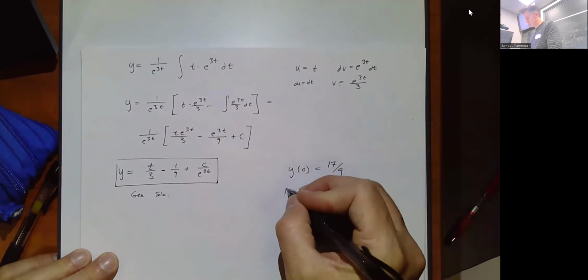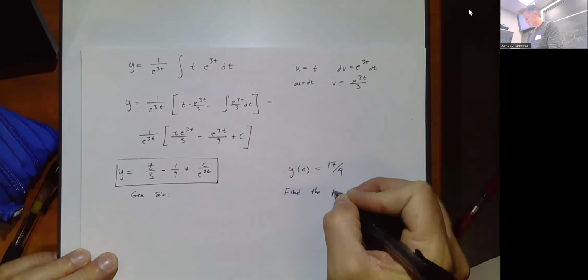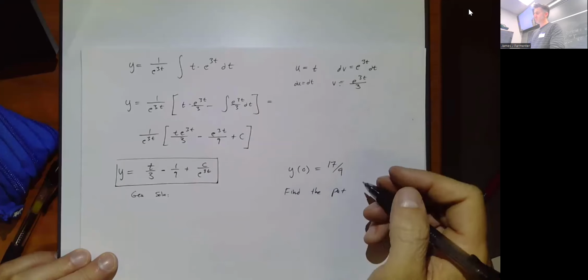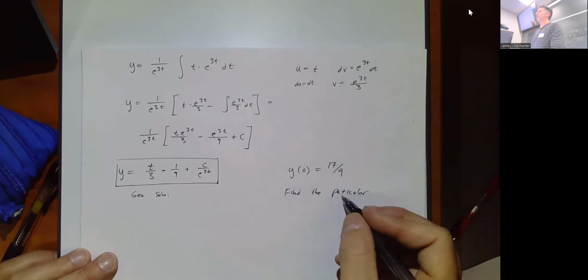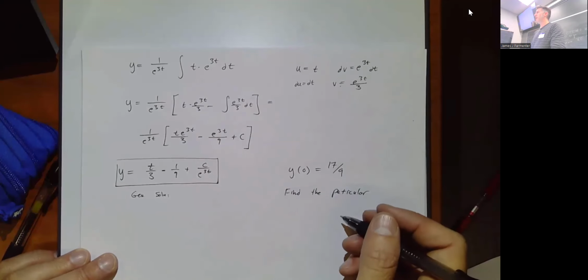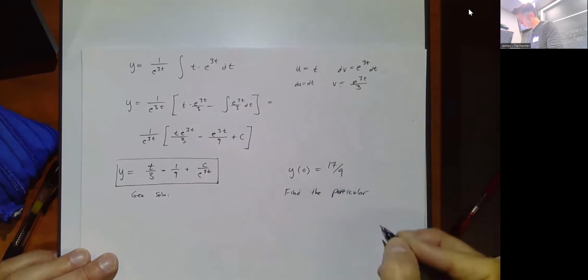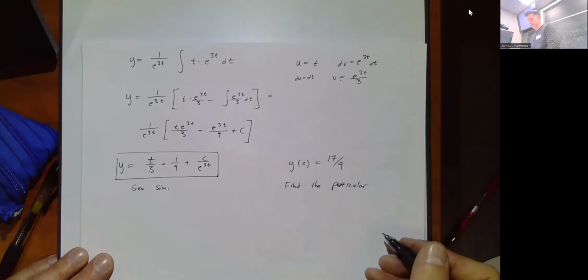Now find the particular solution. Particular. What? I feel like there should be, isn't there an R there? Particular, P-A-R? I mean, it doesn't matter. It's a math class, but yeah, that feels right, I think. I don't know. Not the best spelling.